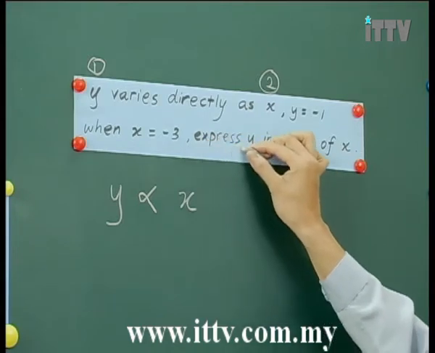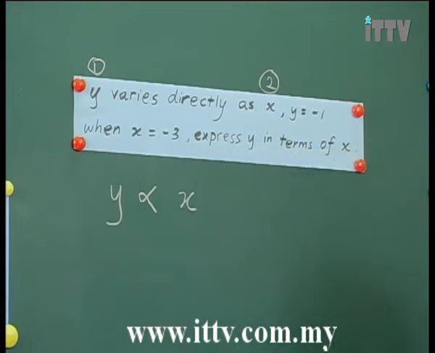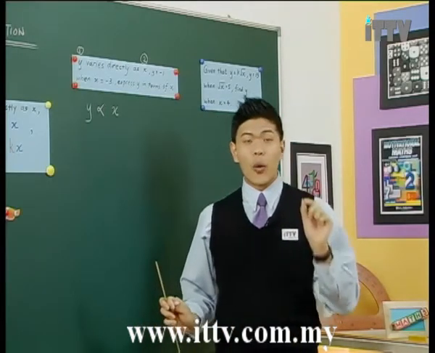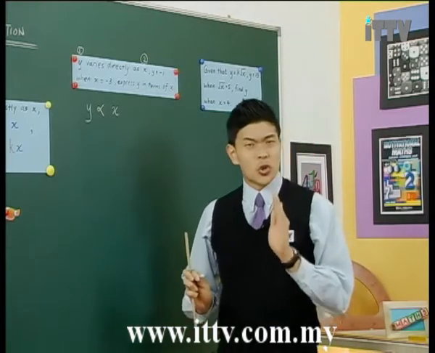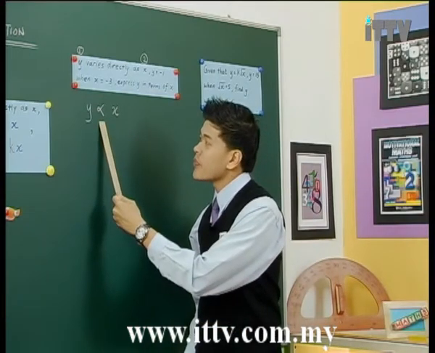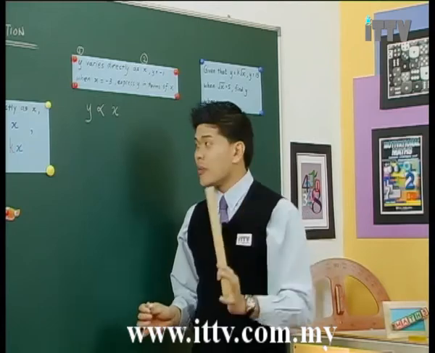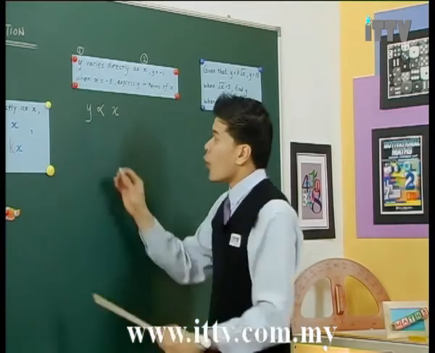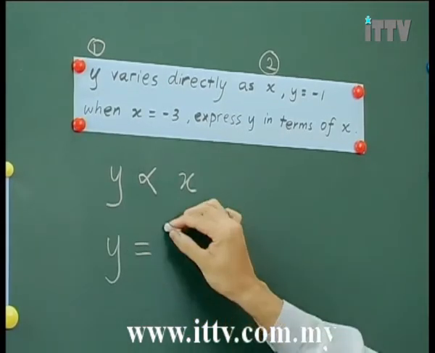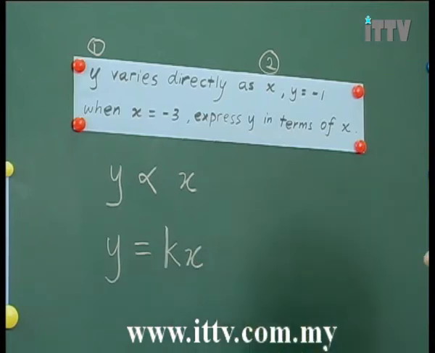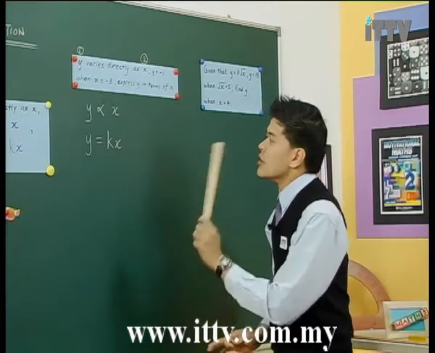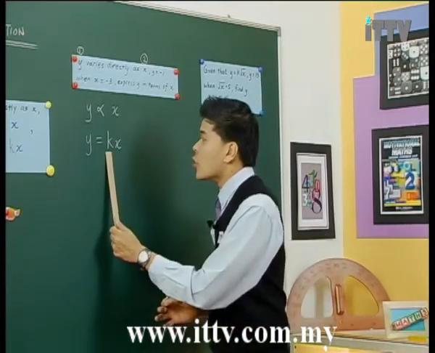Make sure you identify what it means by expressing y in terms of x. This means that you must form an equation of y involving x. So remember, this is a hint for you to change from variation form or symbol form to equation form. When it is changed into equation form, the equals sign comes into place and there is the value of k. And what is k? The constant of proportionality. The equation is not complete if we do not know the value of k.